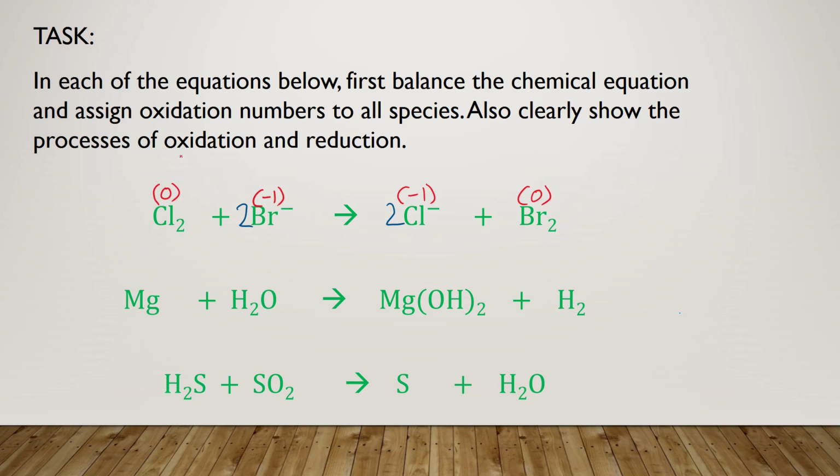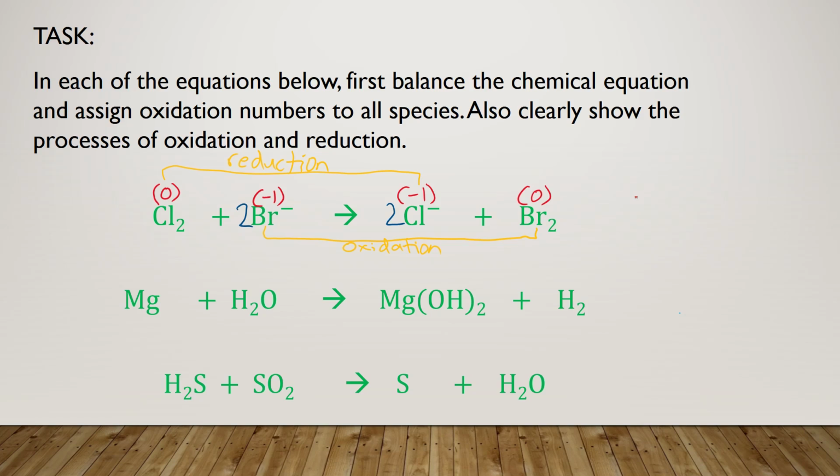Then we can link together the reduction and oxidation half reactant and product pairs. We can see the chlorine has been reduced to the chloride because there's been a decrease in the oxidation number. And in the exact opposite way, the bromide has been oxidized because it has gone from a -1 oxidation number to a 0 oxidation number. So it's actually increased in oxidation number.